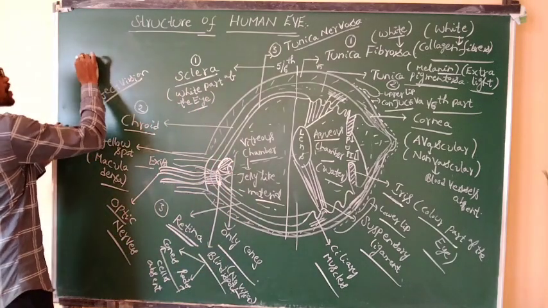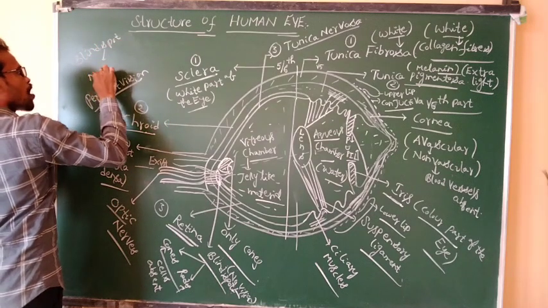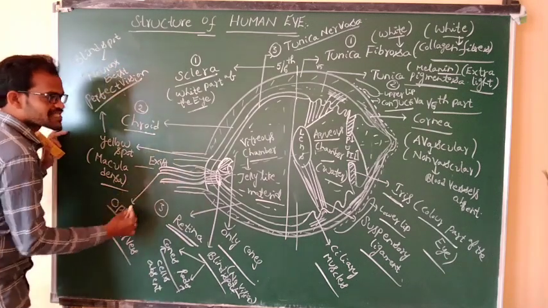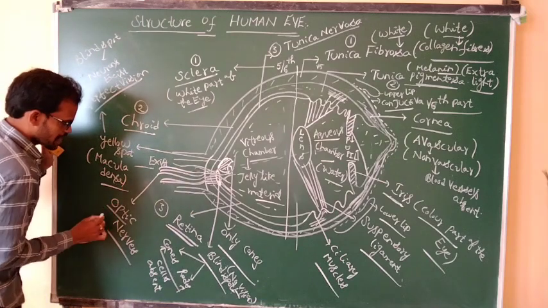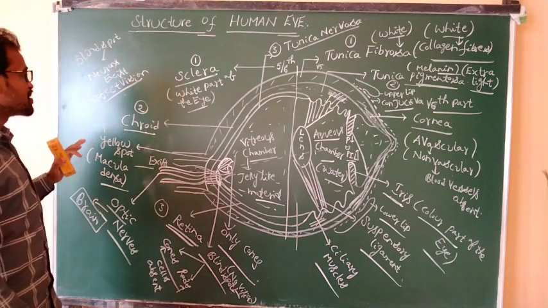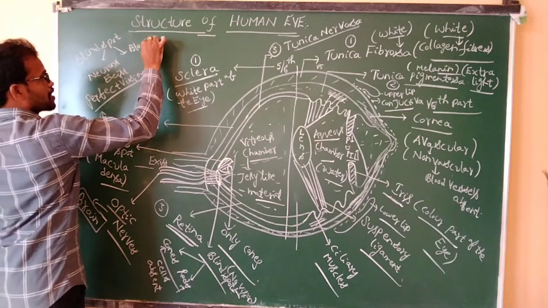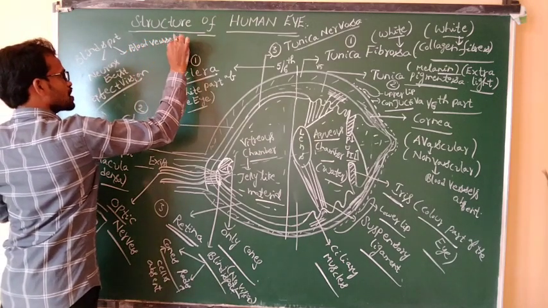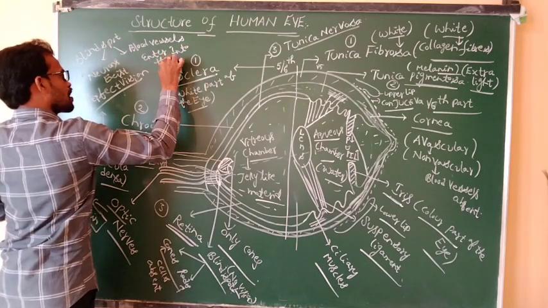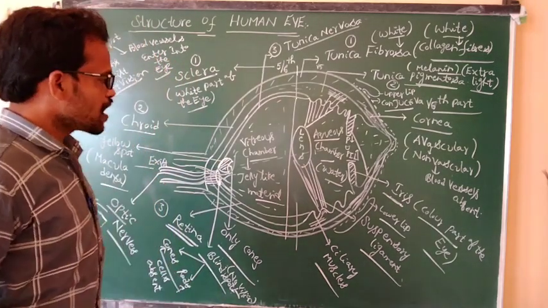What is in the blind spot? Neurons exit. These neurons, the optic nerves, are connected to the brain. The nerves exit, and the blood vessels enter into the eye through the blind spot.